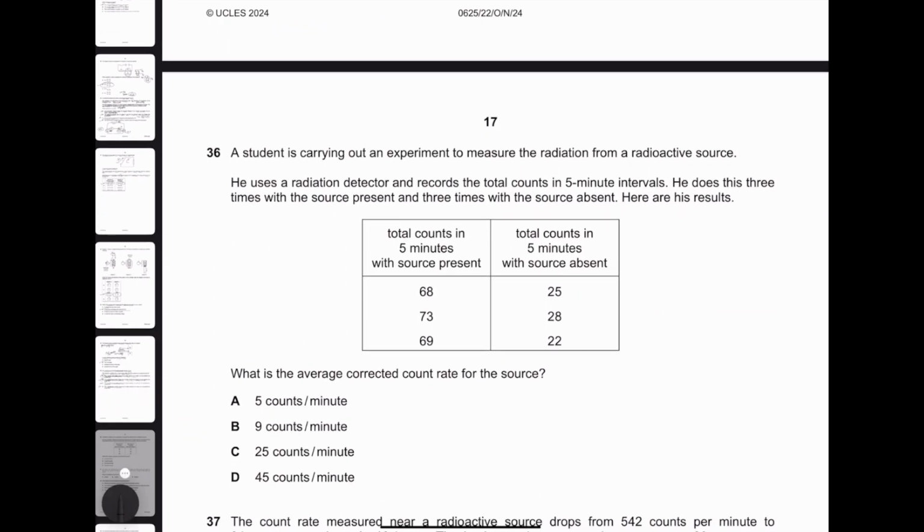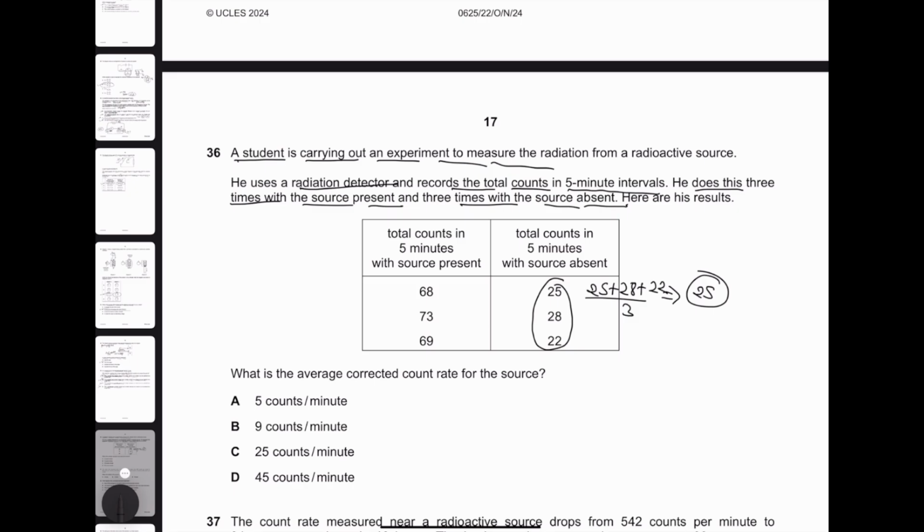Now, next question. A student is carrying out an experiment to measure the radiation from a radioactive source. He uses a radiation detector and records the total counts in a 5-minute interval. All right. He does this 3 times with the source present and 3 times with the source absent. Now, with the source absent means this is the background count, but the background count is also varying. That is fine, understandable. So let's take the average of this. 25 plus 28 plus 22 over 3. So the background count is coming out to be 25.